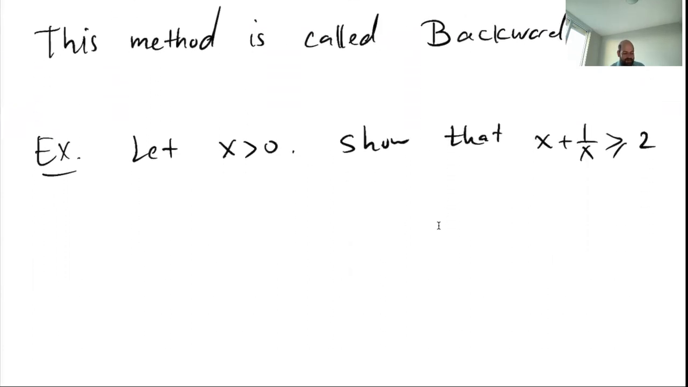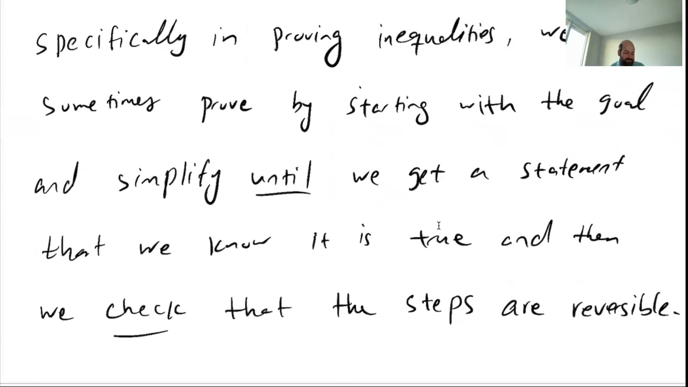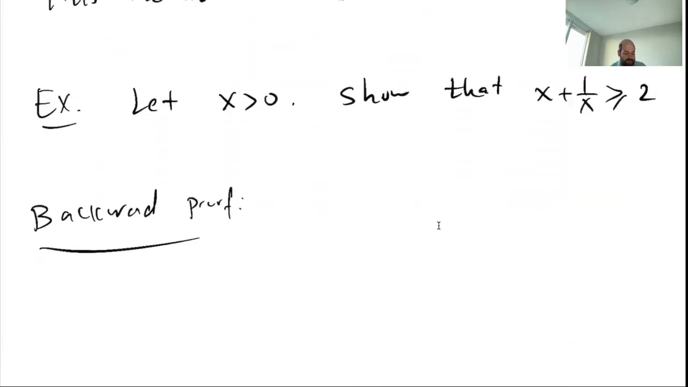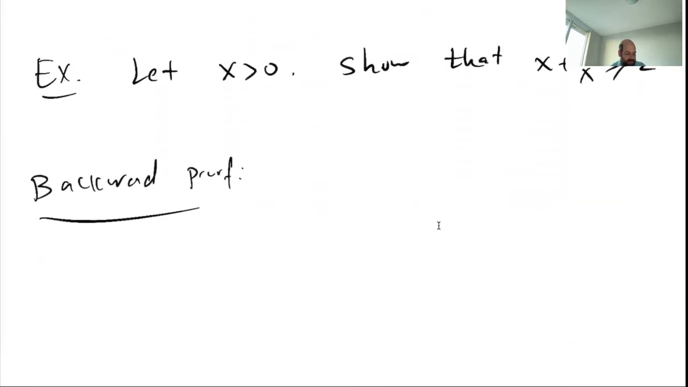So let's see how we can prove this inequality. We want to use backward proof. In backward proof, what do we do? Like we said, we start with what we want to show. Sometimes we prove by starting with the goal and simplifying until we get a statement that we know is true, and then check that the steps are reversible. So what do we want to show? We want to show this inequality: x plus 1 over x bigger than or equal to 2.